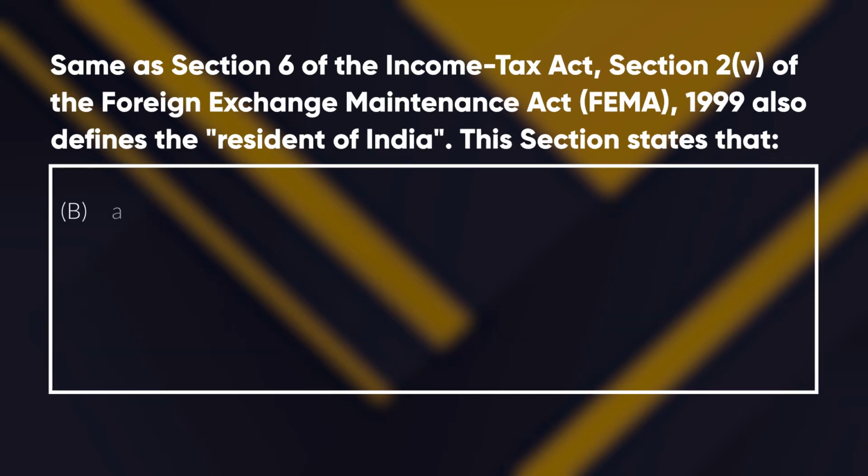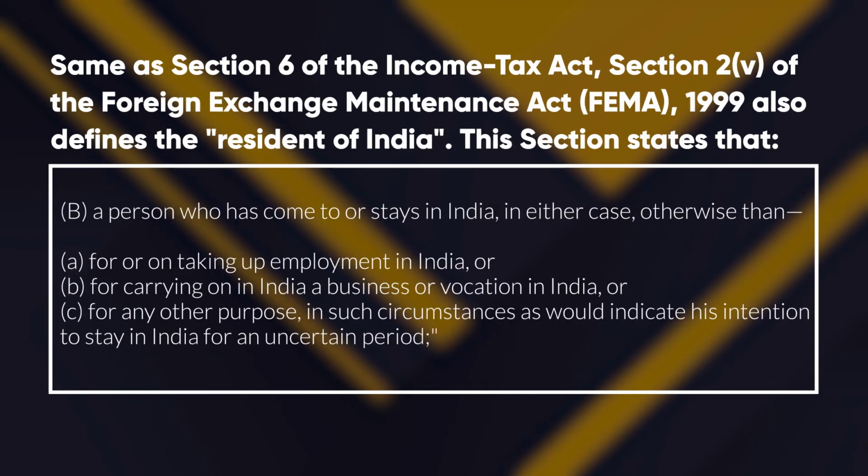uncertain period. B. A person who has come to stay or stays in India in either case otherwise than A. For or on taking up employment in India, or B. For carrying on in India a business or vocation in India, or C. For any other purpose in such circumstances as would indicate his or her intention to stay in India for an uncertain period.